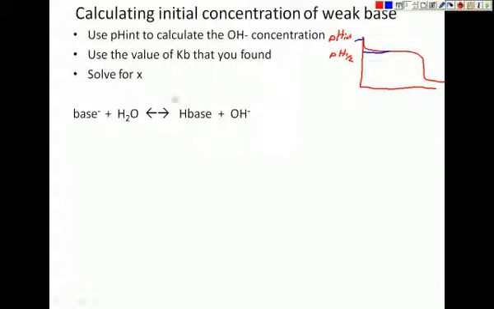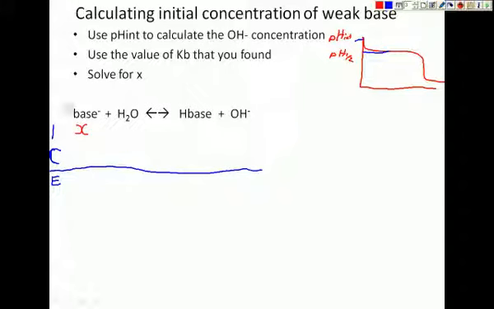So before any acid is added, here is our formula for the ionization of our base. Our base is accepting a proton from water and therefore making OH minus. So we're going to make an ICE table. What we want to do is calculate the initial concentration of the weak base.